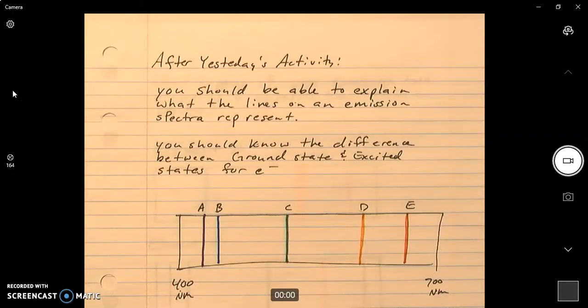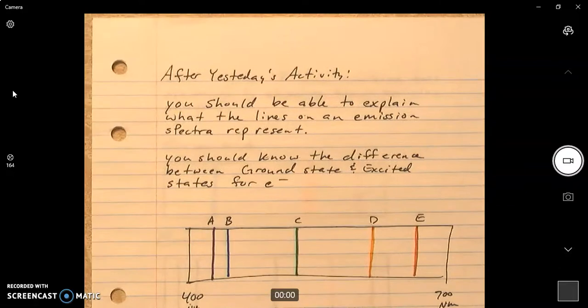what the lines on an emission spectra represent. Those lines are labeled A through E down below, and you should know the difference between the ground state and the excited state for an electron. So let's start with our spectra.